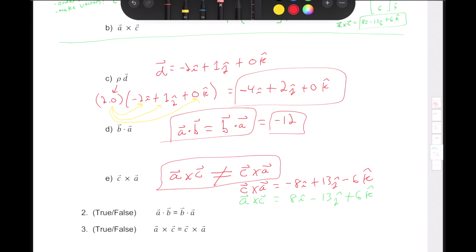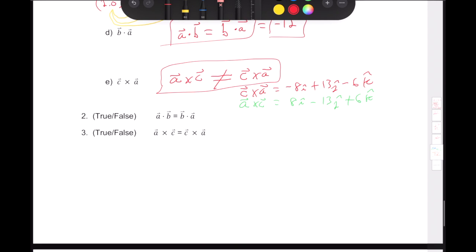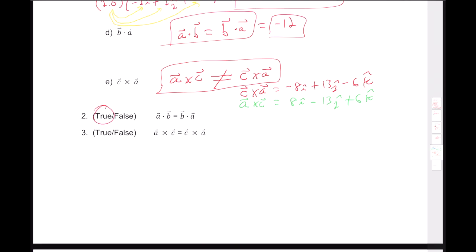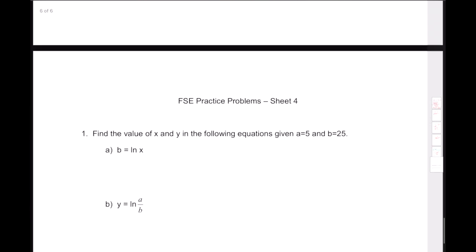All the accents. Okay, so having said that, we can say here that A dotted with B equals B dotted with A, that's a true statement. A crossed with C not equal to C crossed with A, that's a false statement. Cool. All right.